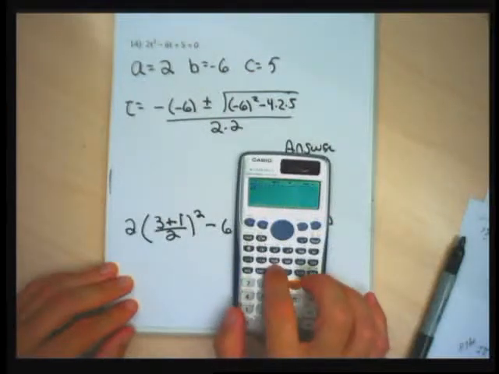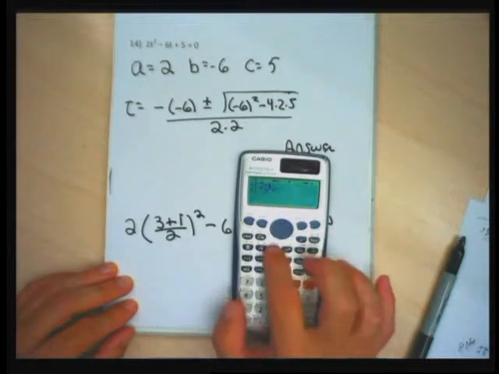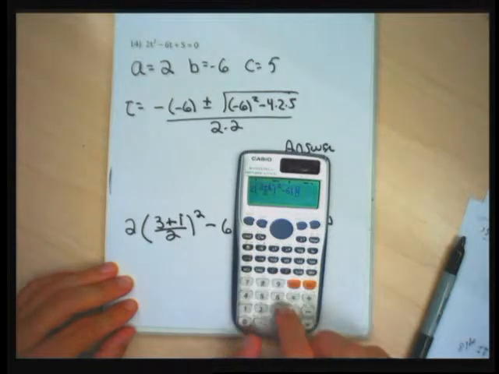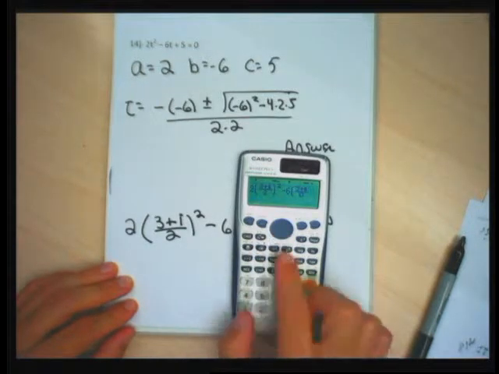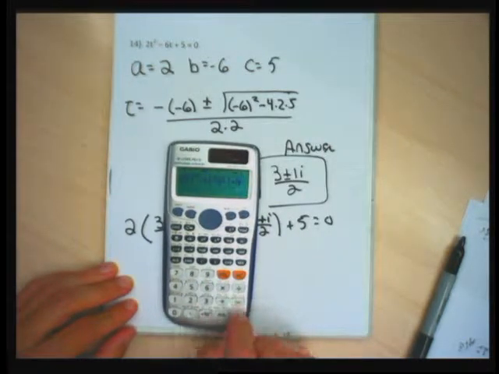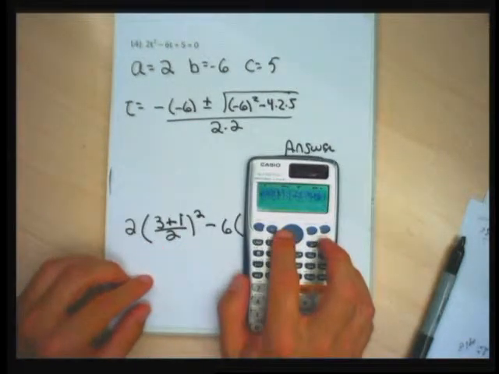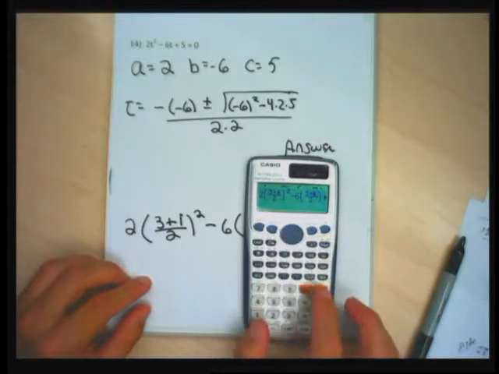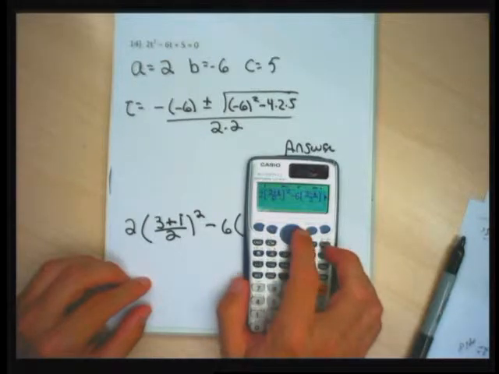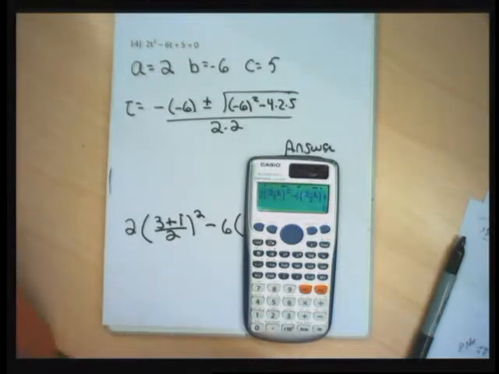So 2 parentheses fraction 3 plus i over 2 parentheses squared minus 6 times parentheses fraction 3 plus i over 2, close my parentheses, plus 5. Hopefully that says 0. It does, so that works. Now I'm going to change the pluses to minus to make sure those work. So first plus, delete, make it a minus. Next plus, get over to it. Delete, make it a minus. If I get another 0, they both have checked, so I've checked them both quickly.